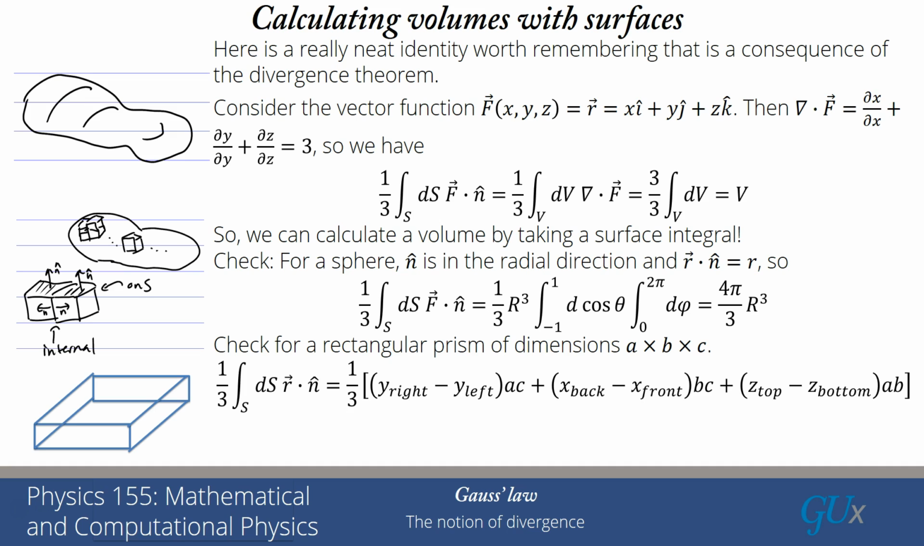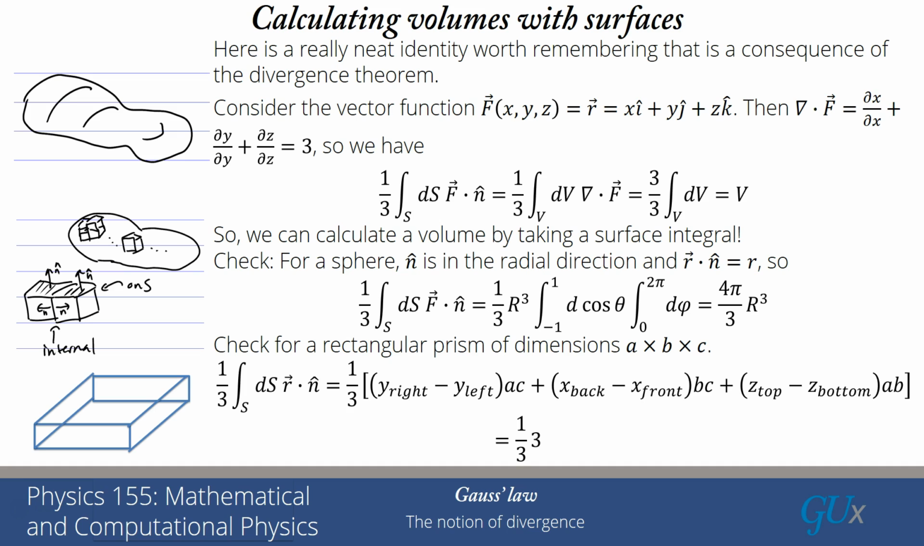Similarly, when I go for the back and the front, I will get x back minus x front times b times c, which is the area of that rectangle on the front and on the back. And for the top and the bottom, I will get z of the top minus z of the bottom times a times b. Now, of course, the difference in the y-coordinates between the right and left sides of the box is just equal to b. The difference of the x-coordinates between the back and the front is just equal to a. And the difference of the z-coordinates from the top and the bottom is just equal to c.